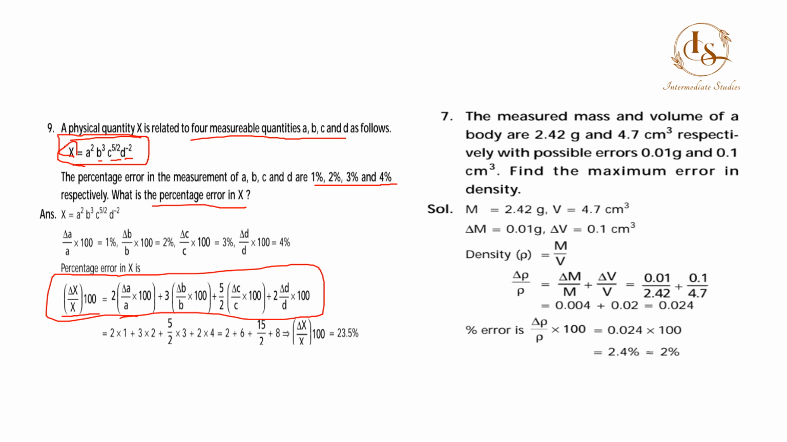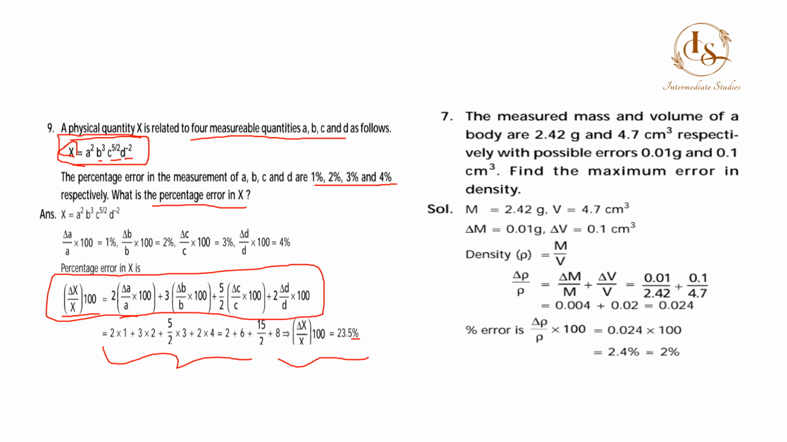Finally we are substituting the values of errors they have given: 1%, 2%, 3%, and 4%. Just substitute all these values and calculate, and finally you will get delta x by x into 100 is equal to 23.5%. And don't forget to write the unit here. That will give 1 mark.